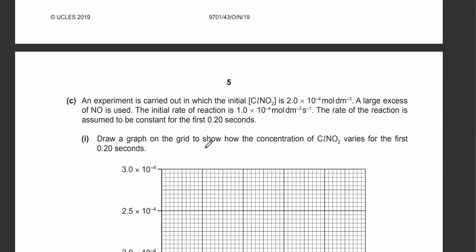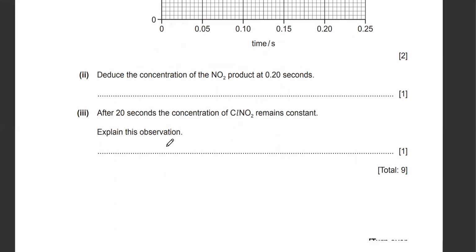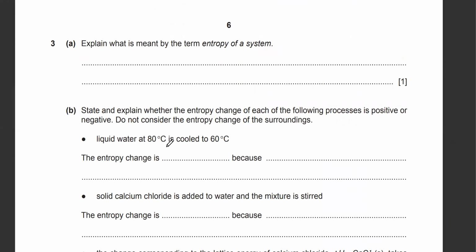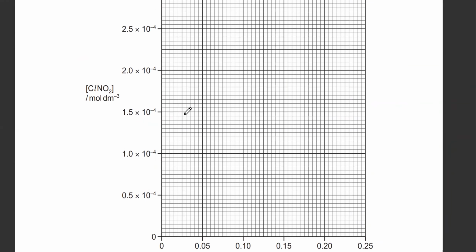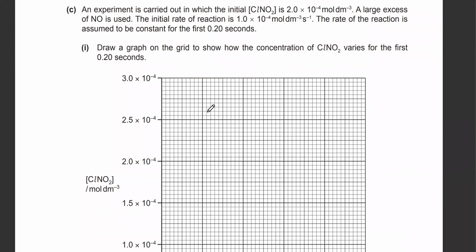So you draw a graph to show how the concentration varies for the first 0.2 seconds. I think we did this type of question in class. We can skip this one. We can go to entropy, or I can just go through this one very quickly because he's already given us the initial starting concentration of ClNO2. So that's 2 times 10 power minus 4. So you're going to start over here.